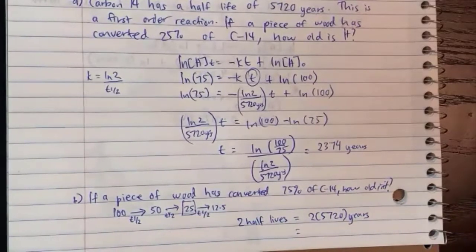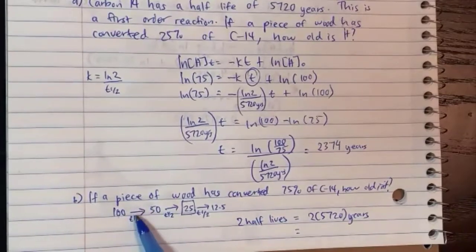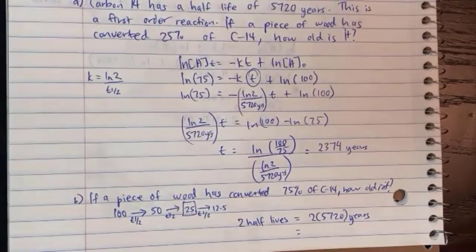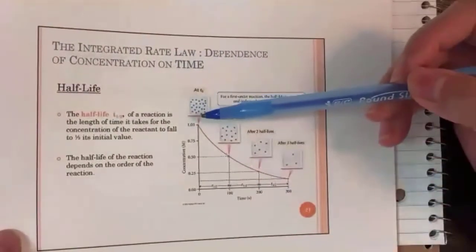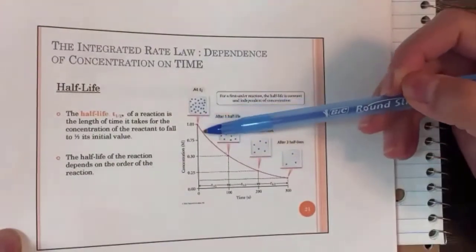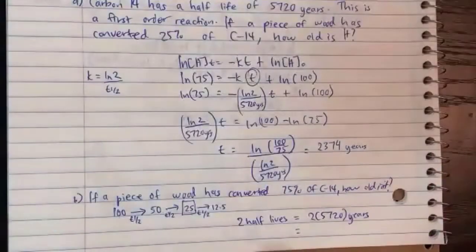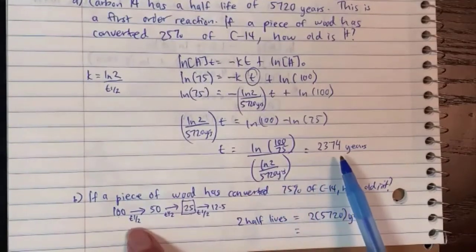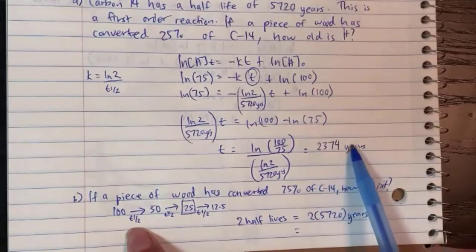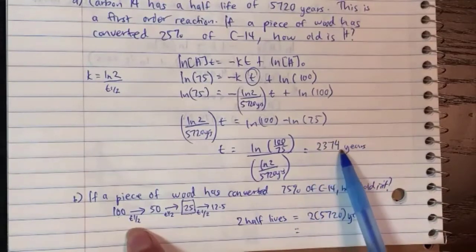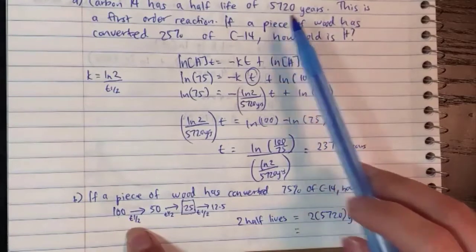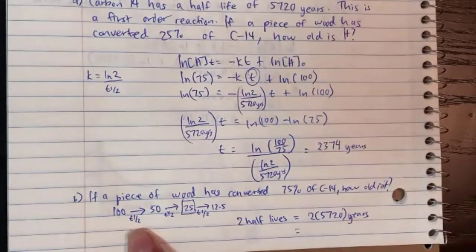You can't say, what if I do 75? Can I find something at 75? Just take this one and halve the time. Why can't I do that? People try to do that, but you can't, because this is not a straight line. If it was a straight line, you could have done that, but it's curving. So you can't just put in the middle and halve it. That's why when you calculated the time at 75%, it's 2374. It's not half of 5720. It's a common temptation.